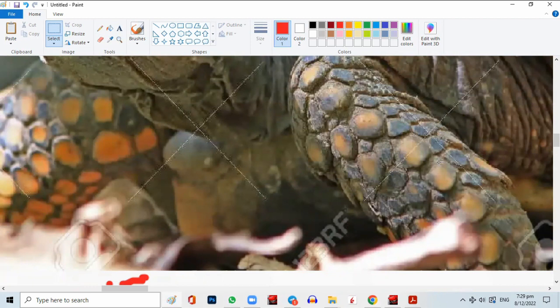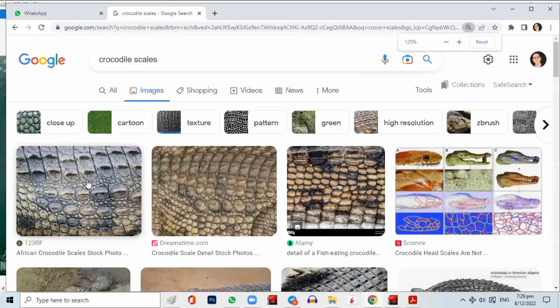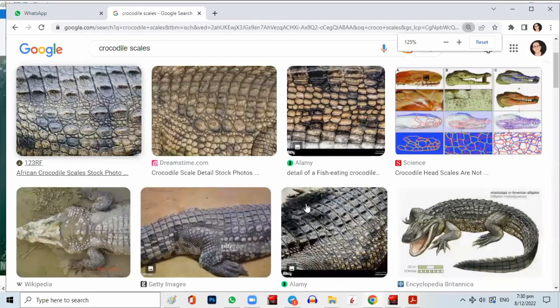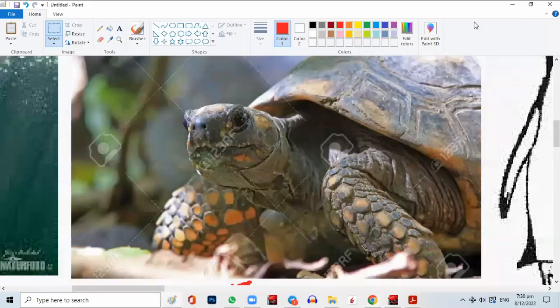Do you think crocodiles have scales? Can you see the crocodile's scales? Can you see the crocodile's body full of scales? So these are called reptiles.